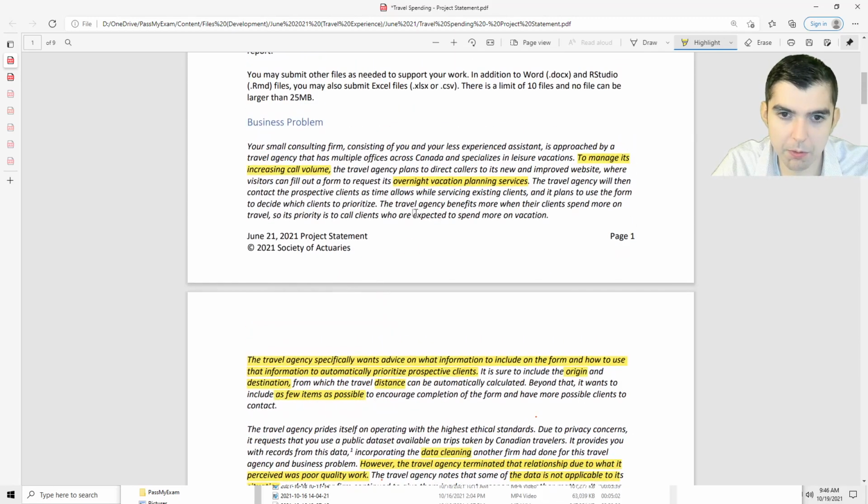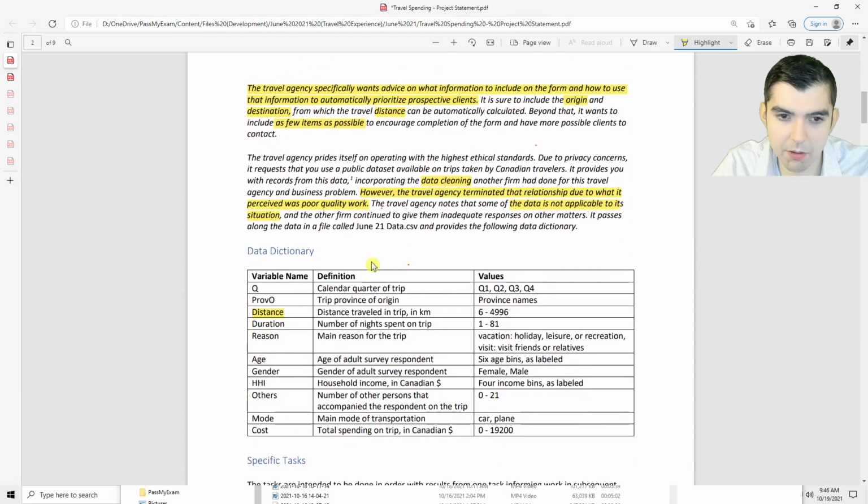And remember, what we're doing is booking overnight vacation planning services. So would you need to know the calendar quarter of the trip? Well, what do you need to know? You need to know the distance. I want to know how long they're staying, and what their mode of transportation will be. Will they fly there? Will they drive there? Of course, we're interested in cost because that's the whole point of this exercise, is to determine which people spend the most.